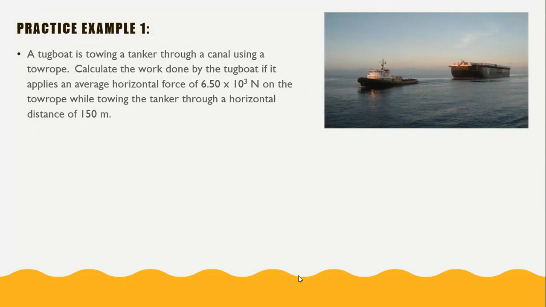So let's try some examples here. Practice example number 1. A tugboat is towing a tanker through a canal using a tow rope. Calculate the work done by the tugboat if it applies an average horizontal force of 6.50 times 10 to the 3 newtons. The tanker moves a horizontal distance. So this is important, you guys, because a horizontal force was applied and the tanker moves in the same direction as the force. So work is being done here.